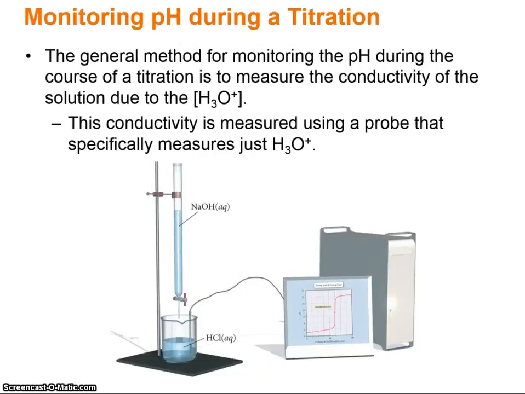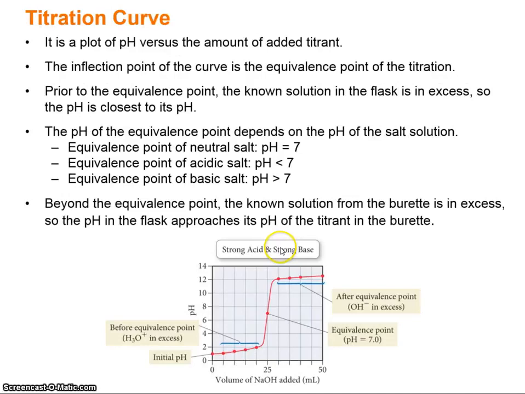Okay. So the general method for monitoring the pH during the course of our titration is to measure the conductivity of the solution due to the H3O plus ion concentration. We do that with a thing called a pH probe or a pH meter. It's going to be specific to the H3O plus ion concentration. And so we will add in our titrant and we'll monitor the pH as a function of added titrant. So as this becomes added, this is my x-axis and the pH is my y-axis. So for our titration curve, that's a plot of pH versus the amount of added titrant.